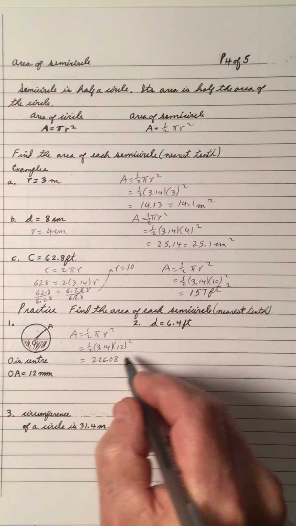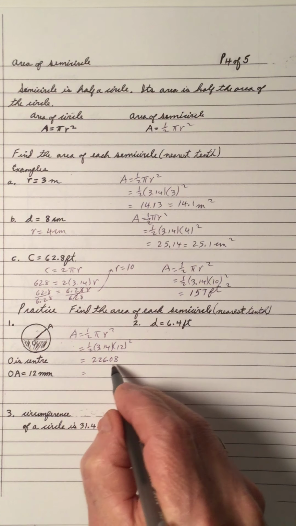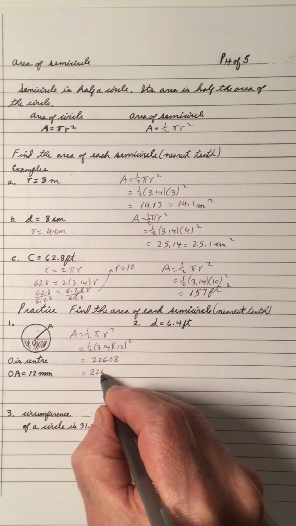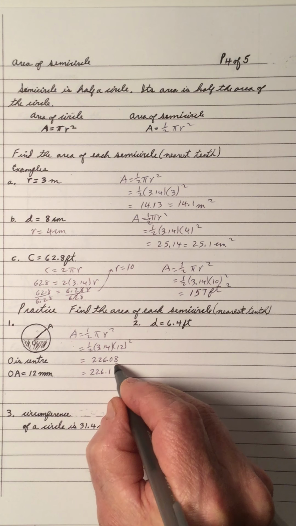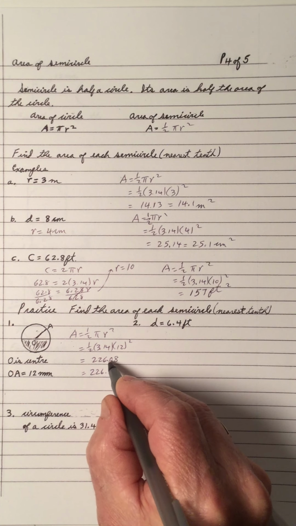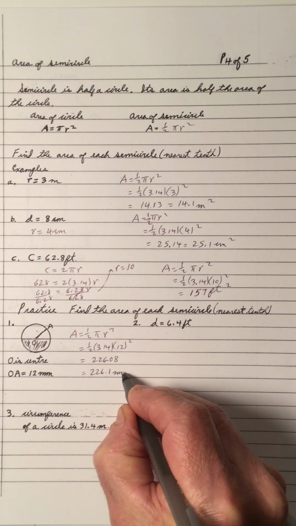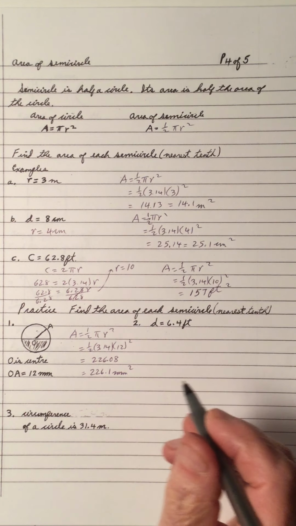the answer comes out to be 226.08. We're rounding to the nearest tenth, so it's 226.1. The 8 becomes a 0. This number is 5 or greater, so we add 1 onto the 0. And it's in millimeters, so it's square millimeters.